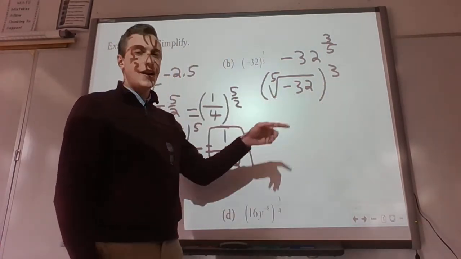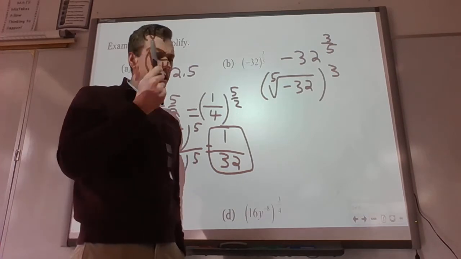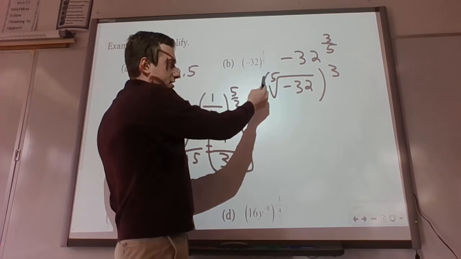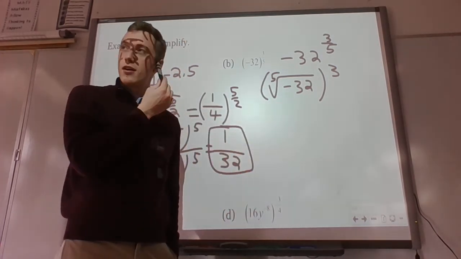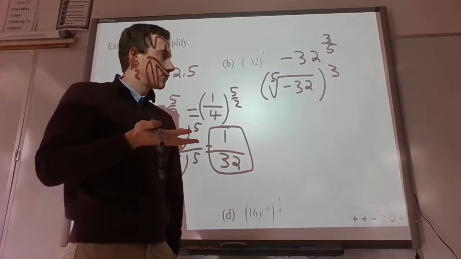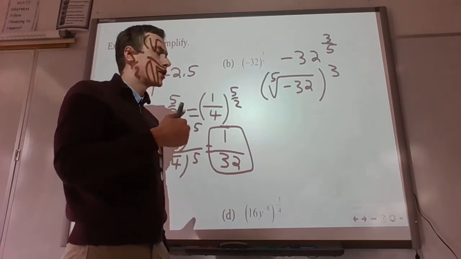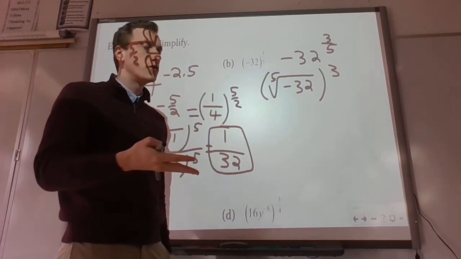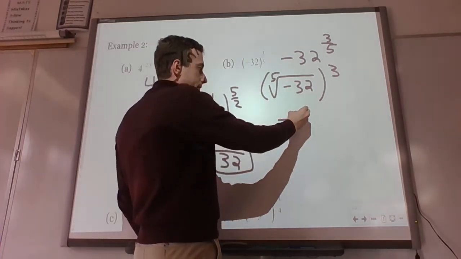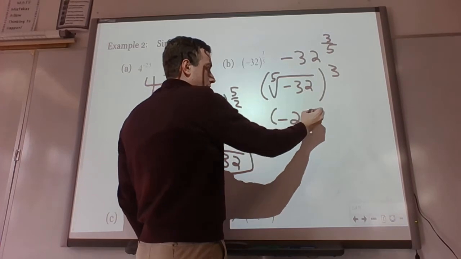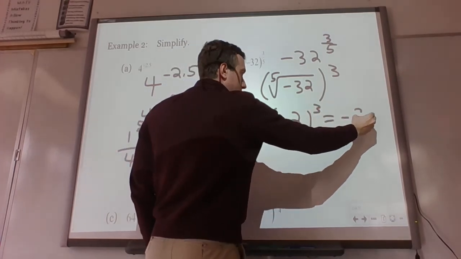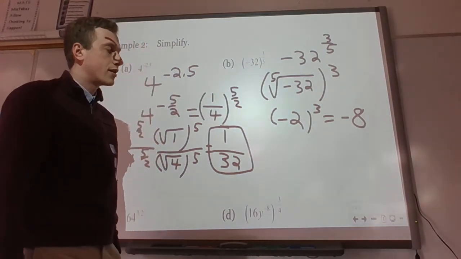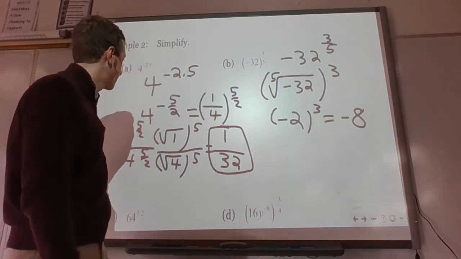So the fifth root of negative 32, if we recall, odd indexes of negative numbers are possible. If we took negative 2 to the 5th power, that would be 32. So the fifth root of negative 32 must be negative 2. And then if we cube that, we'll get negative 8. So negative 32 to the 3/5 power must be negative 8.